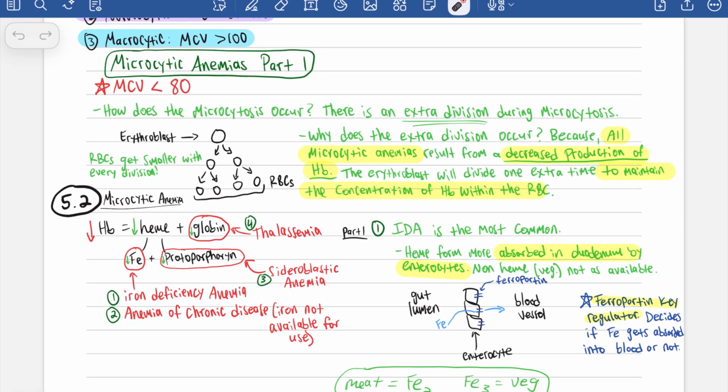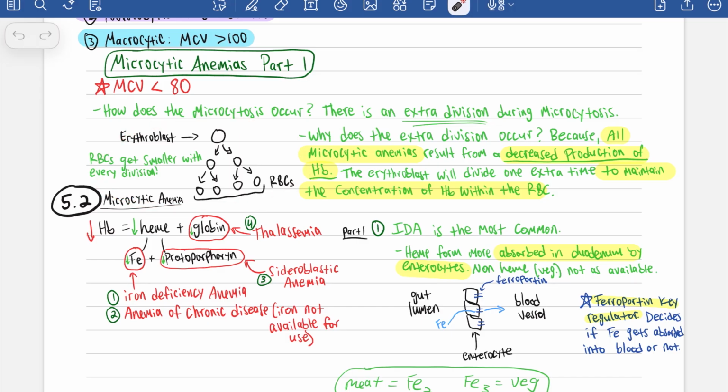Essentially, in the creation of the red blood cells, you start off with an erythroblast. This erythroblast undergoes several divisions, like you see here, until it eventually becomes a red blood cell. With each division, it gets smaller and smaller. The microcytosis occurs because there's an extra division during this process.